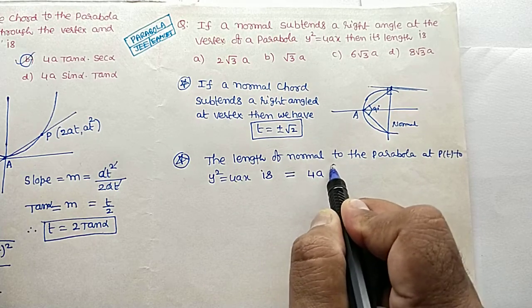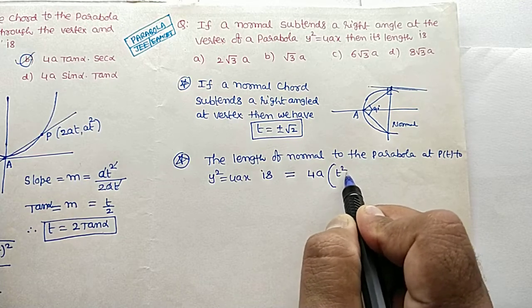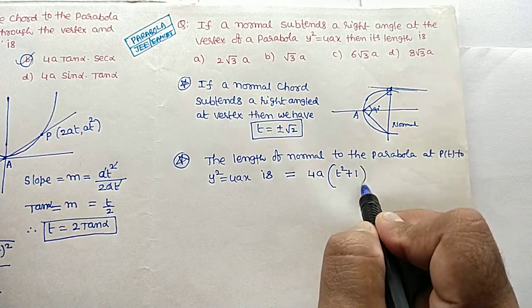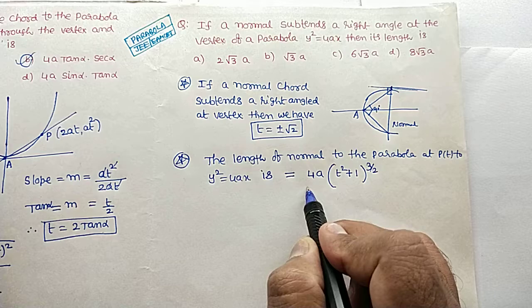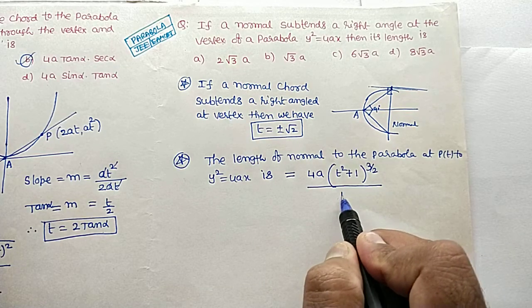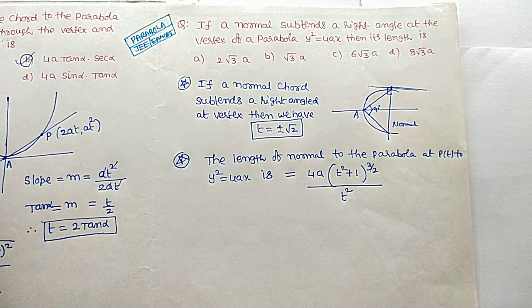4a into (t square plus 1) whole power 3 by 2, whole divided by t square. This is the standard result. The length of normal to the parabola y square equal to 4x at P of t is 4a into (t square plus 1) whole power 3 by 2 divided by t square.